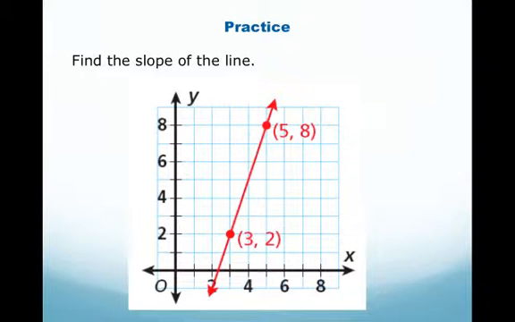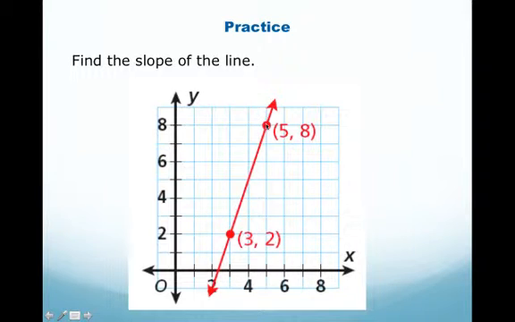So I want you to practice finding the slope of this line. Given the points 3, 2 and 5, 8. Remember to graph the point 3, 2, you go over 3, 1, 2, 3, and then up 2. And then to graph 5, 8, you go over 5, 1, 2, 3, 4, 5, and then up 8, 1, 2, 3, 4, 5, 6, 7, 8.